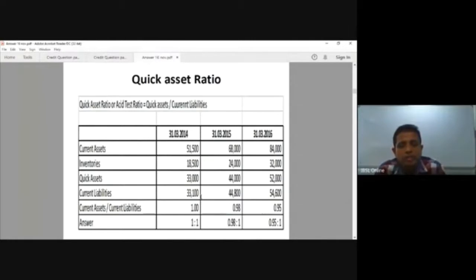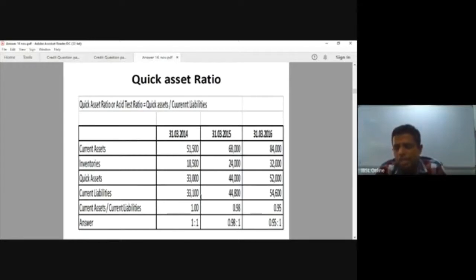For 2014, for one current liability, you have one quick asset. Similarly, in 2015, for one current liability, you have 0.98 quick assets. In 2016, for one current liability, you have 0.95 quick assets. The normal acceptable ratio is 1:1, and this company also maintained that ratio almost at 1:1.